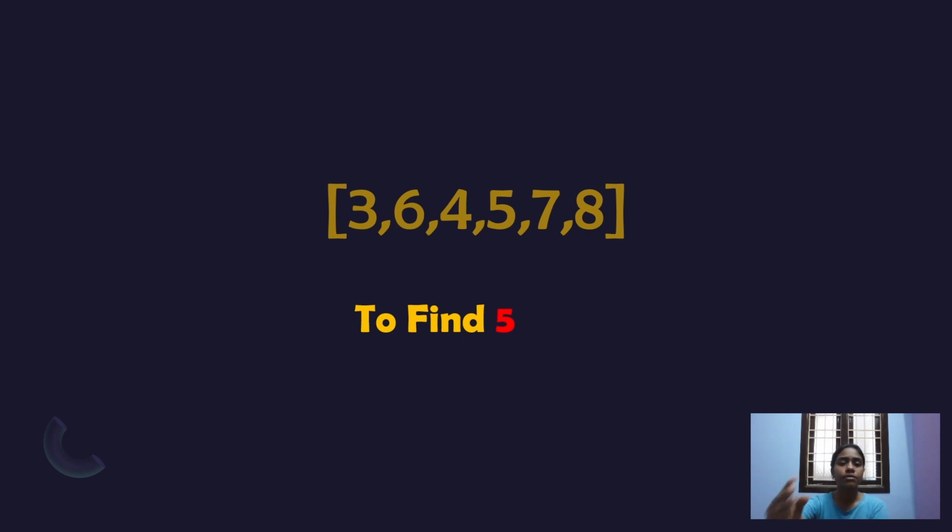I will be comparing: is 5 equal to 3? No, it's not true. Then it will move on to the next element: is 5 equal to 6? It's also false. Next, is 5 equal to 4? It's also false. Next, is 5 equal to 5? Now I have found my target value. So here it will return the index position of the element where I found my target value, that is 3, the position where I found my target value 5.